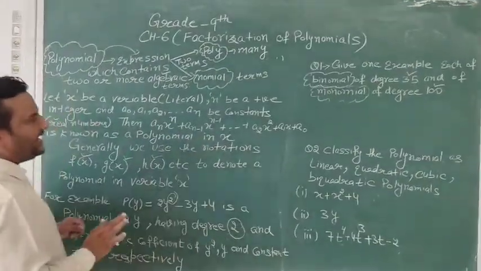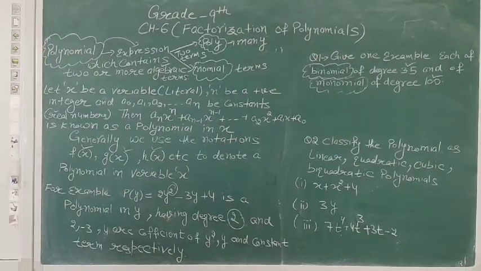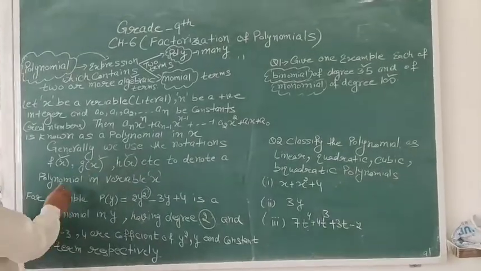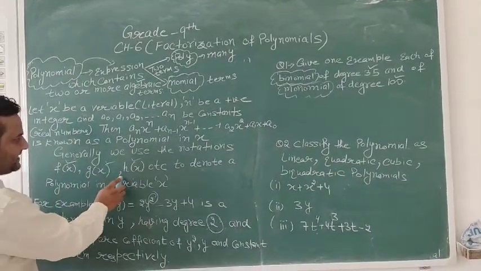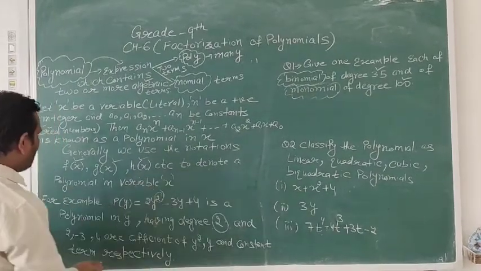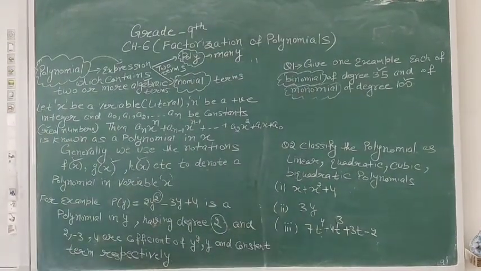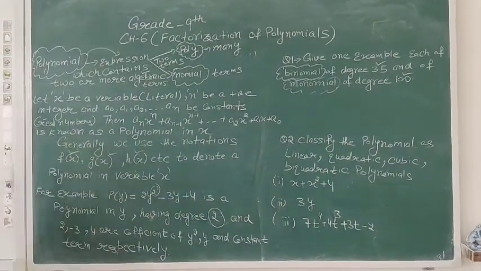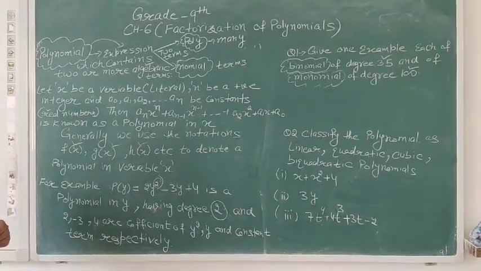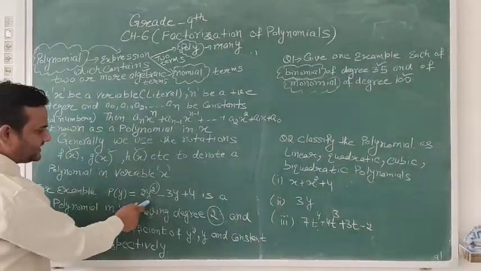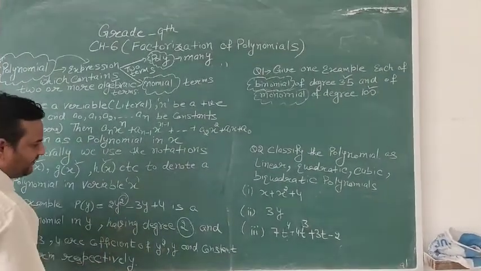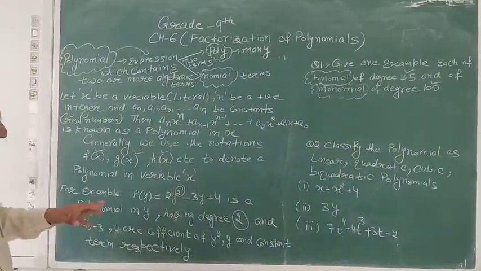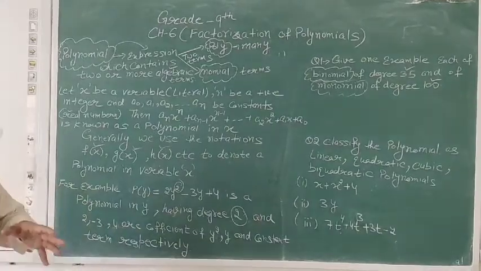You can see that everywhere we have only a single variable, that is x. That's why this polynomial is in x. Generally we use the notations f of x, g of x and h of x, etc., to denote a polynomial in variable x, because we write x only. If we write y, we say it is in variable y. For example, p of y is equal to 2y square minus 3y plus 4 is a polynomial in y, because you can see there is only one variable, that is y.